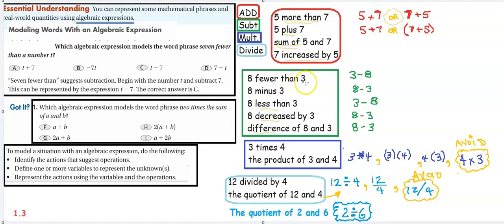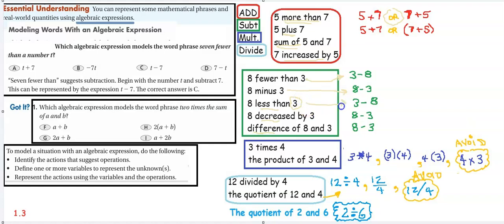8 fewer than 3. So you're starting with 3 and you're taking 8 away. The other way, 8 minus 3, would not be correct. So it's 8 fewer than, starting with 3. So 8 minus 3, now that's starting with 8 and subtracting 3. 8 less than 3, we're back to starting with 3 and getting 8 less than that.